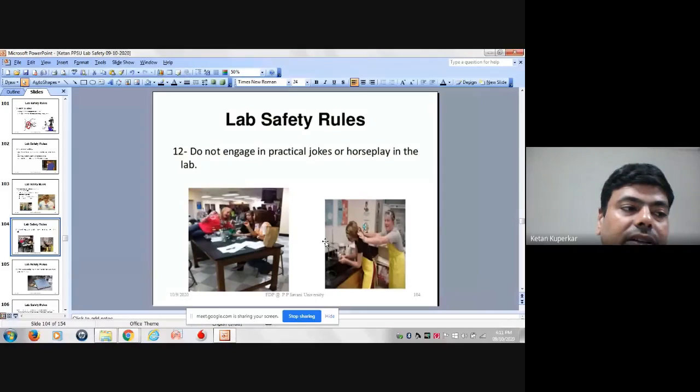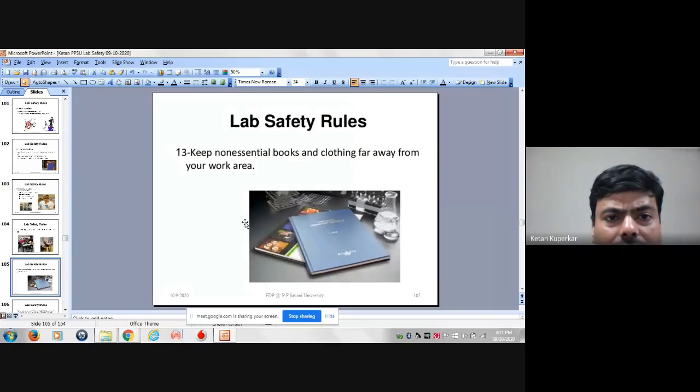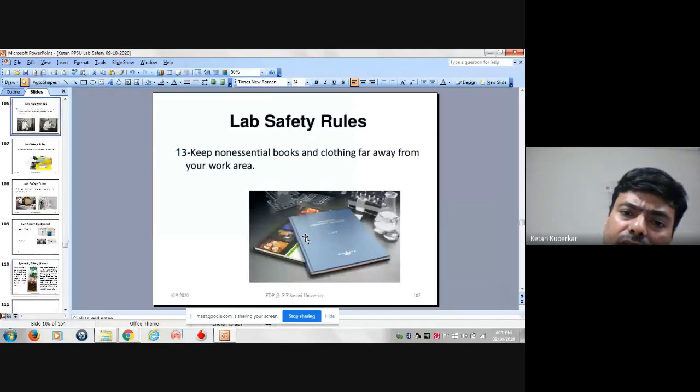This is the twelfth rule, which is the most commonly broken and unavoidable thing. Once they are not being attended to seriously by the lab technicians or the lab in-charges, students try to play jokes or pranks in the laboratory, which is not at all good. Keep all non-essential books and clothing away from the work area.